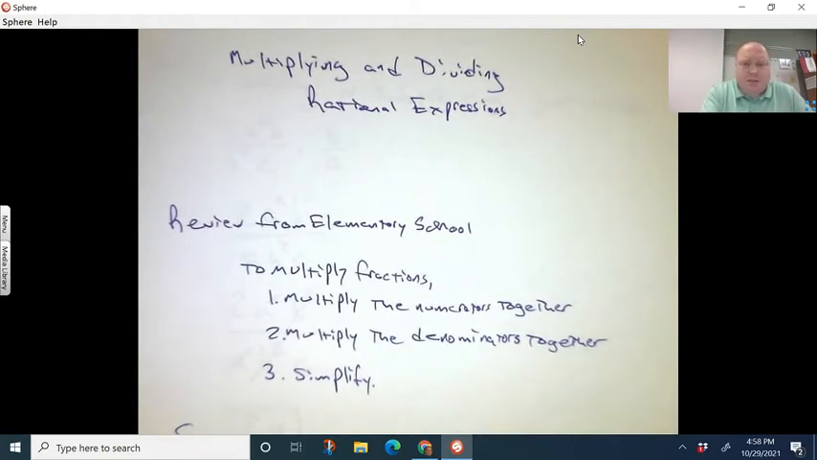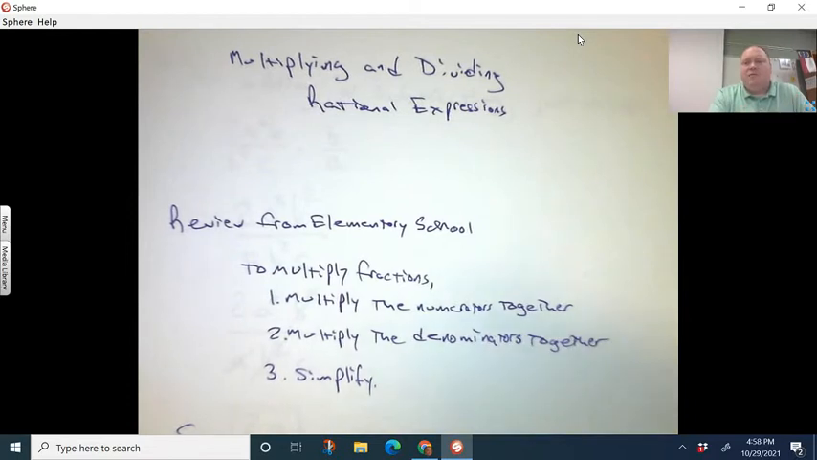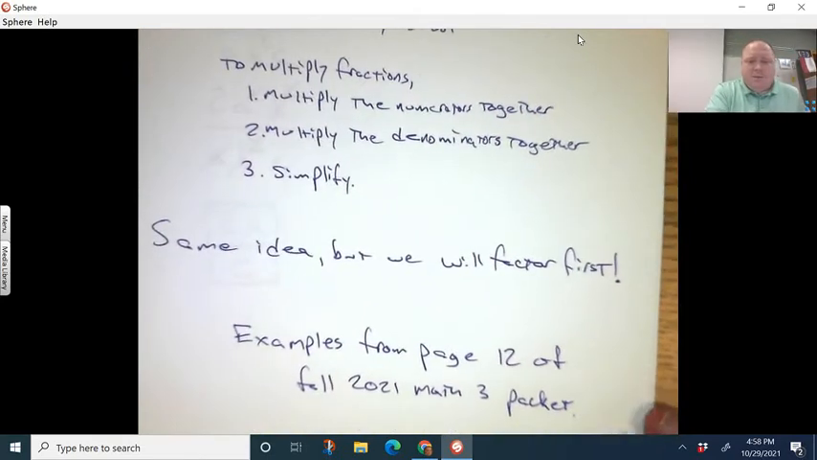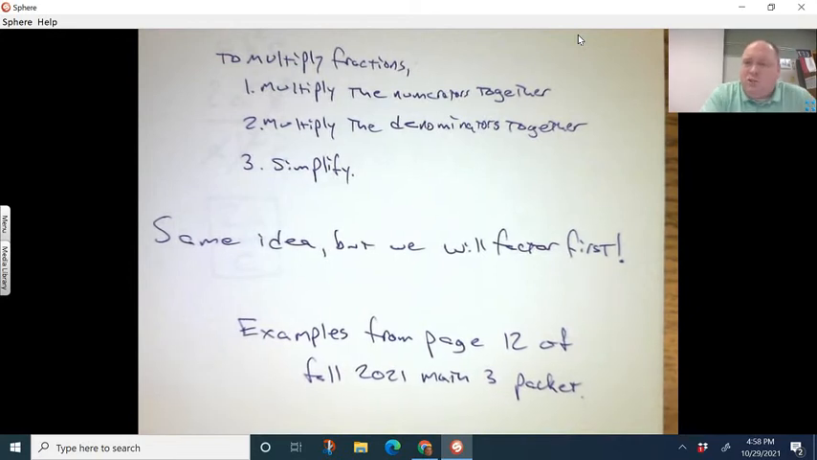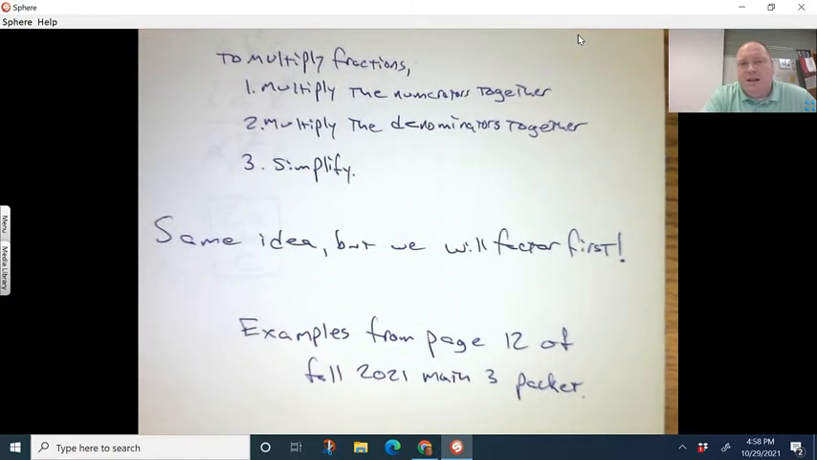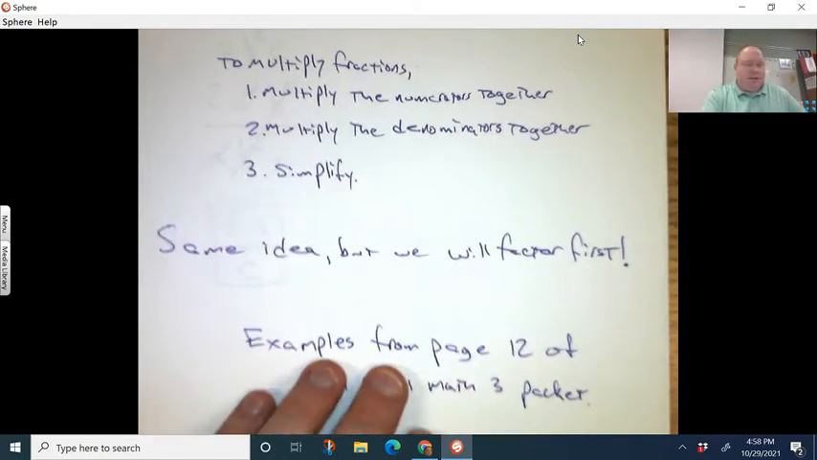Now, there are some tricks that you could have done along the way to help simplify the question in the process, but you may not have necessarily done that. I'm going to do every problem using the long way, meaning I simplify at the very end. Okay? Now, my examples come from page 12 of the fall packet from 2021. So, here we go. Let's look at our first one.